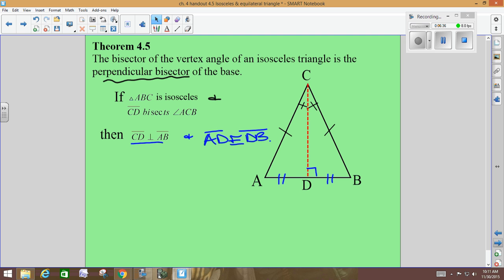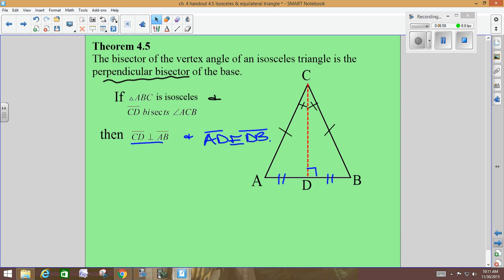It didn't say it in these terms, but the theorem says that if you have an isosceles triangle and the vertex angle is being bisected, then that bisector cuts the bottom in half and makes a right angle. It becomes the perpendicular bisector of the base. I don't have shorthands for that one. There's no name for it, so if you're going to use it, you'd have to write it all down.